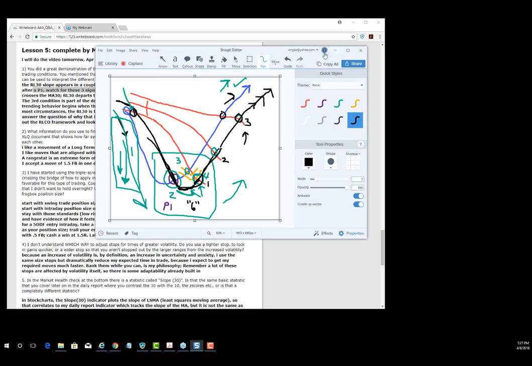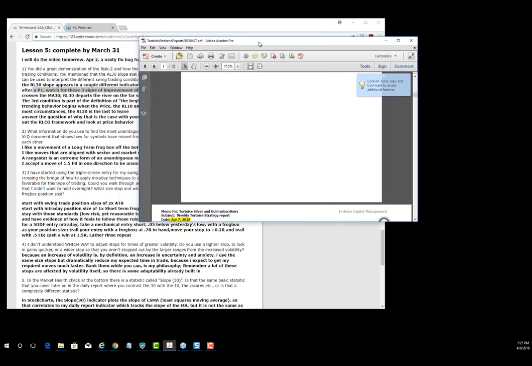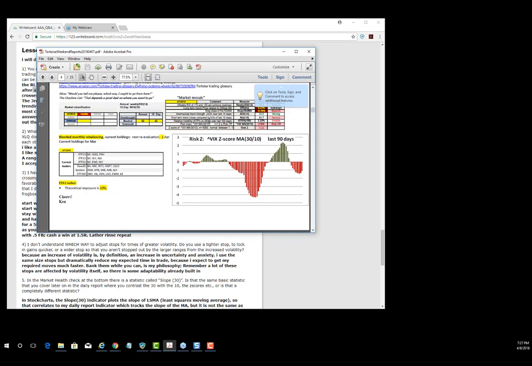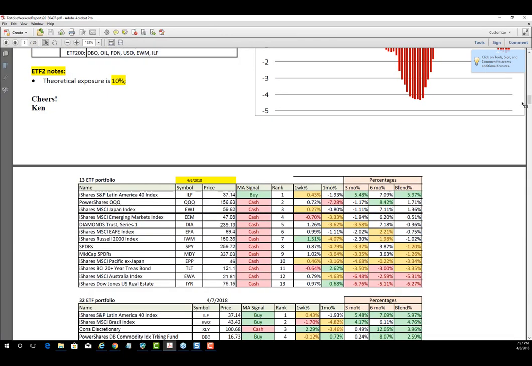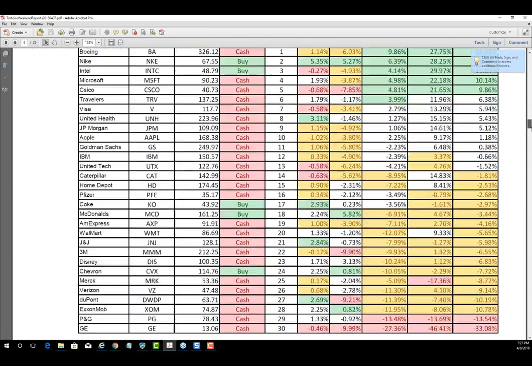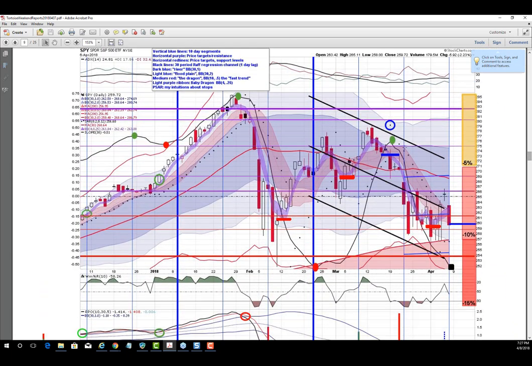Now, that's one way to look at the slope of the RL30. I want to now shift attention to the weekend reports and just show you a couple places inside here where the slope of the 30 matters. The first one is on the market health check. That's this one right here.